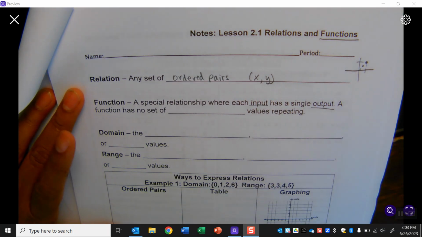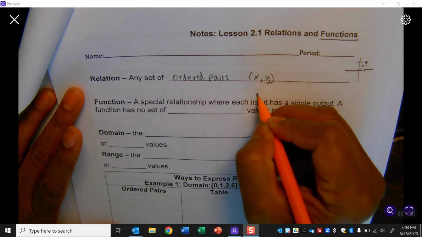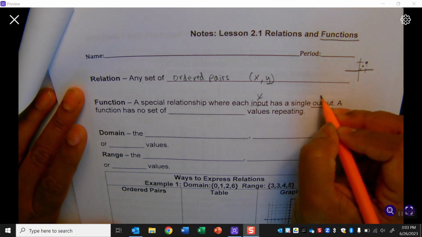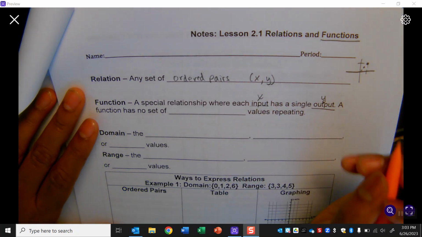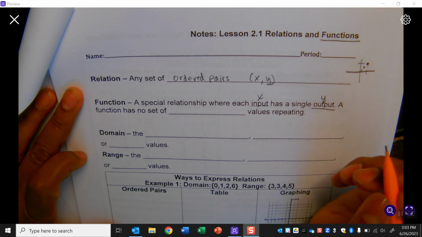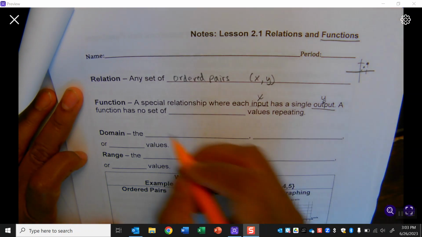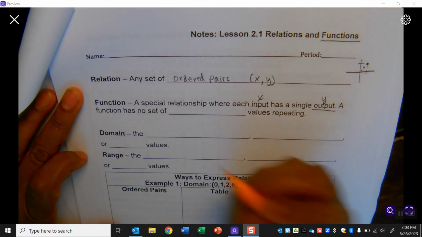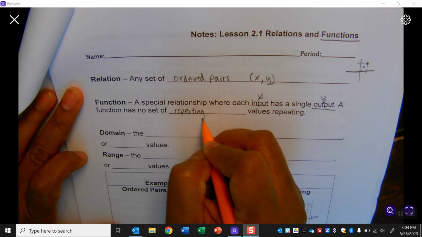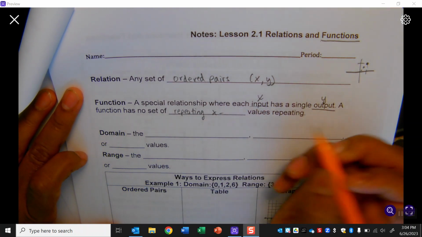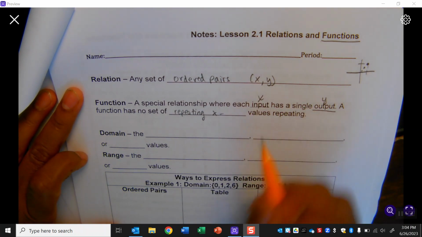So what is an input and an output? We'll talk about that later, but basically, each x value has exactly one y value. So x cannot go to multiple different y values. It can only go to one y value. In other words, a function has no repeating x values, okay? Repeating x.